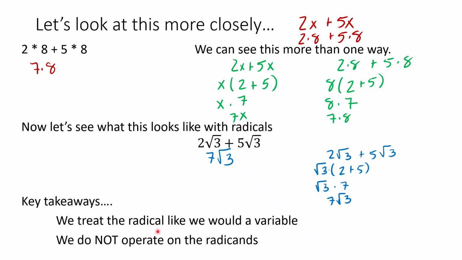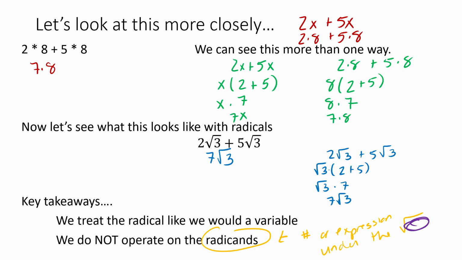And we do not operate on the radicands. You might wonder, wait a minute, what is that? That is the number or expression, if you've got variables under there, that's under the radical. It's the thing right there under the radical. So we don't operate on them. A common mistake students will make is they'll say, oh, root 3 plus root 3 is root 6. No, it is not. It is not root 6 for the same reason that you don't say 2x plus 5x is 2 times 2x plus 5, 2x. You're not adding the x's together.